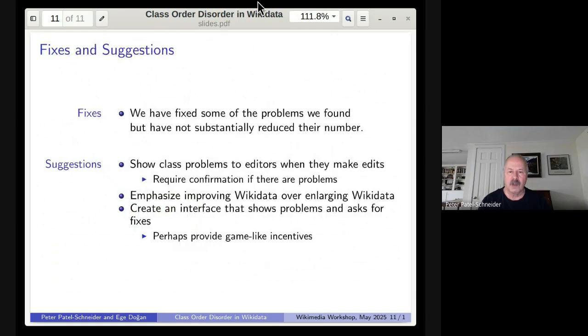After we found all the problems, we started trying to fix them. We have not yet been able to substantially reduce the number of problems that we found. We do believe, however, that showing class order problems to Wikidata editors when they make edits would help reduce the number of incorrect statements in Wikidata. We also believe that emphasizing improving Wikidata over enlarging Wikidata would help to make Wikidata more useful.